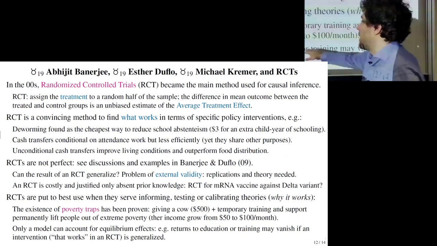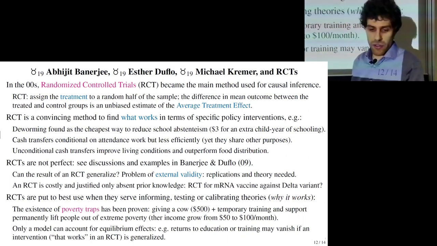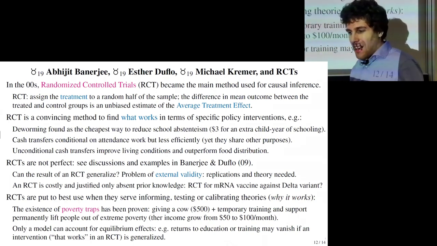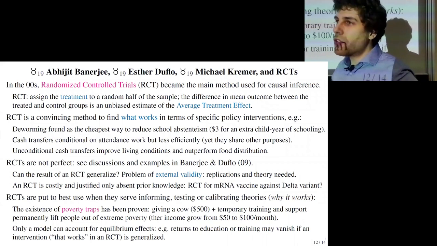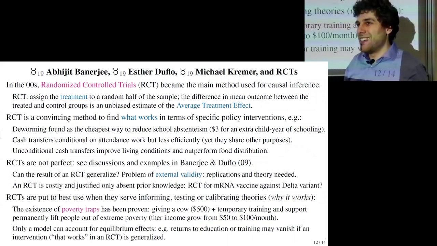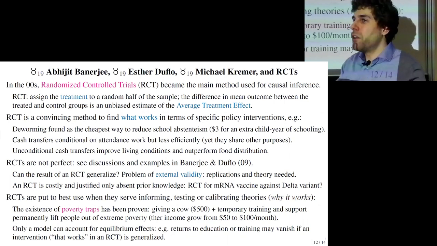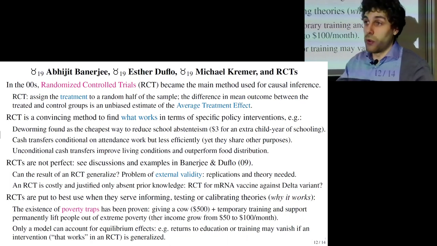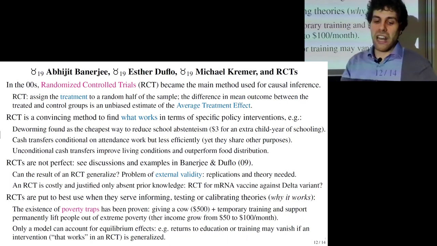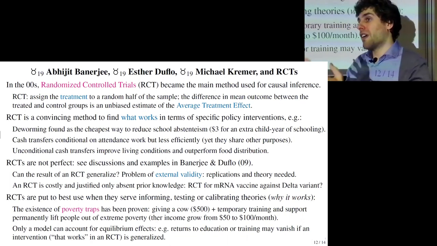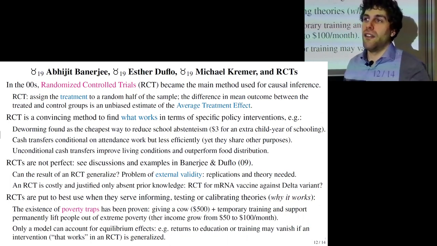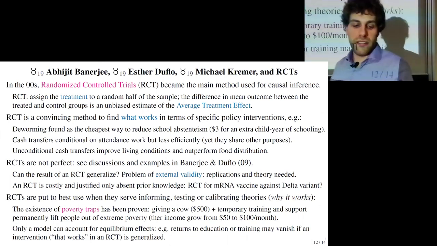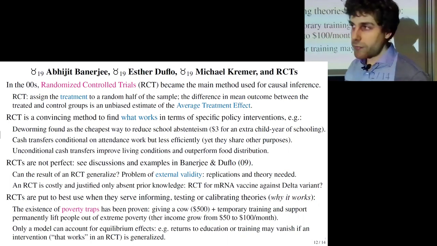The same idea can be applied to the returns to education. So the good approach would be to inform a theory using RCT results. And your theory would include a general equilibrium effect, and you could calibrate your theory using RCTs. And then you could take these effects into account.